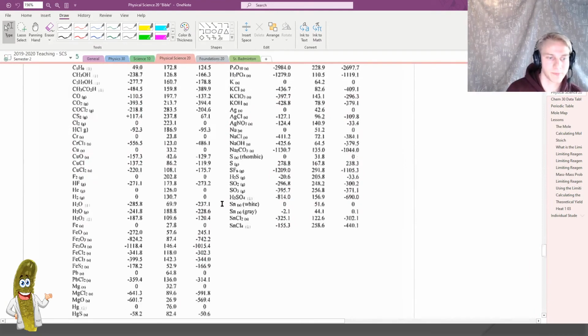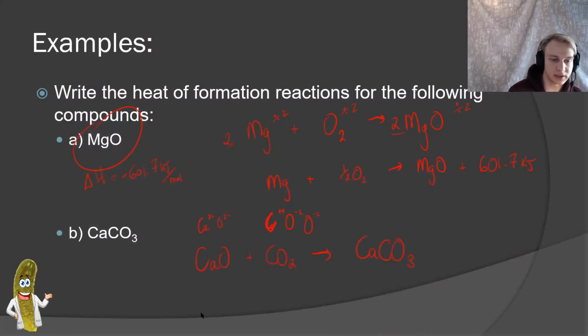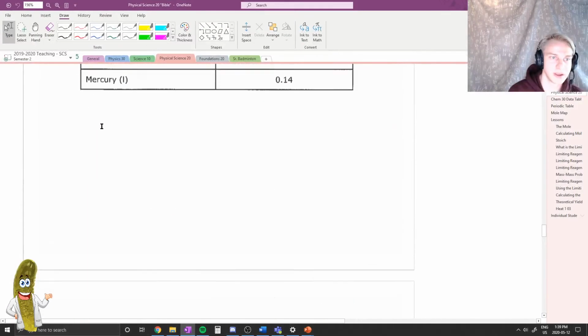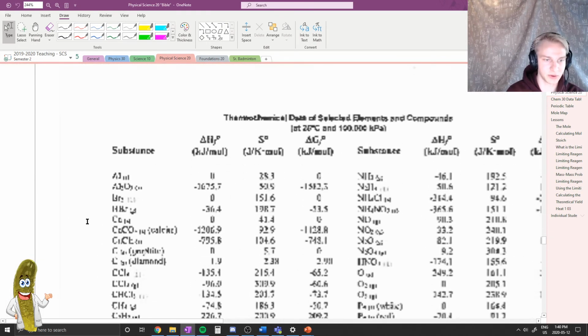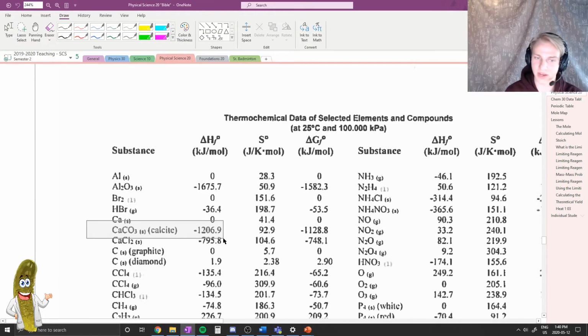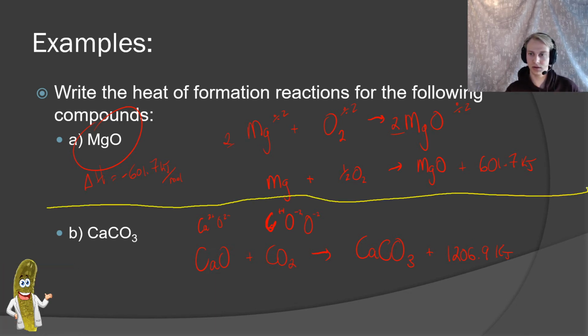And then what we would do is look up CaCO3 on the little table in your data reference booklet. This is on the page after specific heats. When you find CaCO3, you would see that the value is negative 1,206.9. And so I would add that on the product side as negative 1,206.9 kilojoules, like such. That is how you would write the heat of formation reactions for the following compounds. Let's put a line right through here. Those are the two. Does anyone have any questions about those steps there?